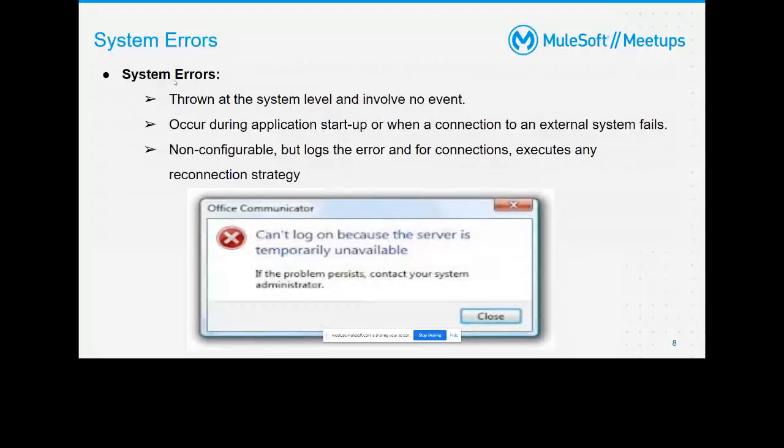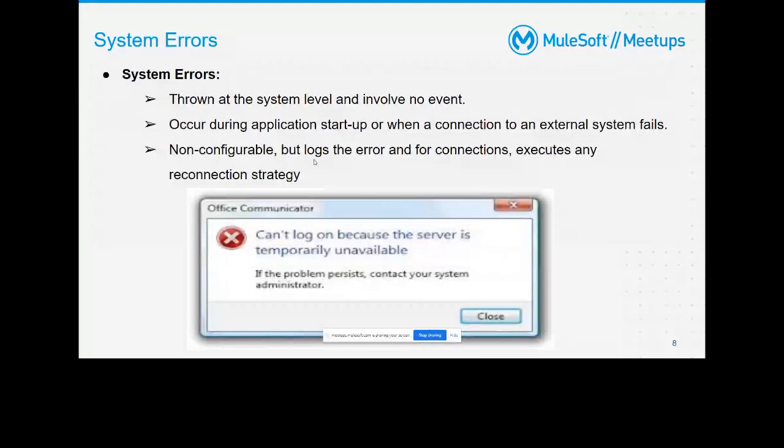Similarly, when you are trying to connect your application with an external system, for example, you need to connect your application with a database hosted on another system, and for some reason the system is down or the database is not responsive, that kind of error will again be called a system error. These errors are non-configurable. We cannot do anything about them, but you will definitely get the error logged in your console.